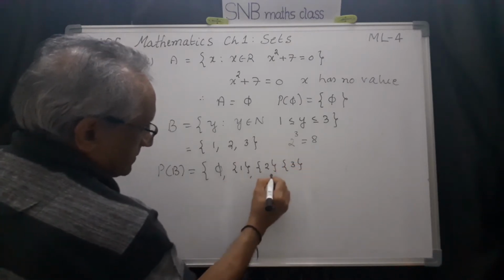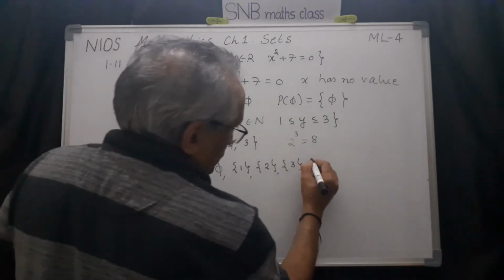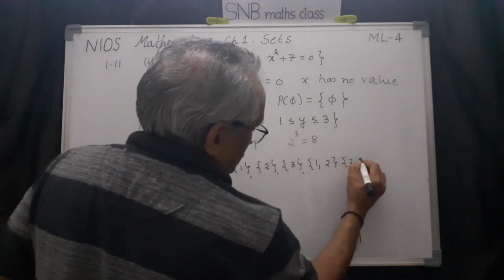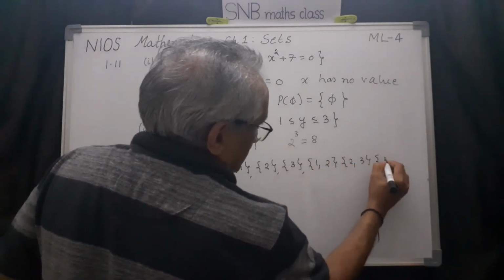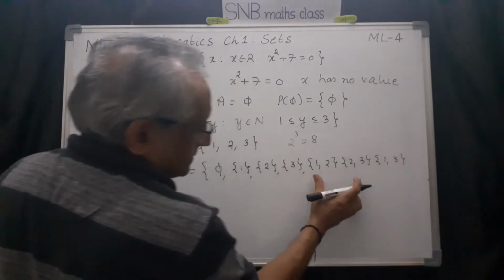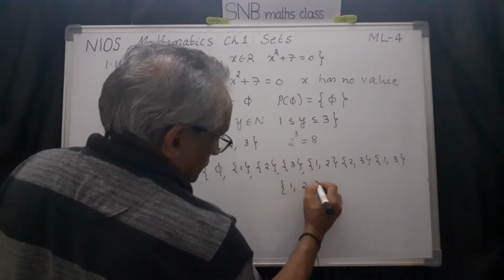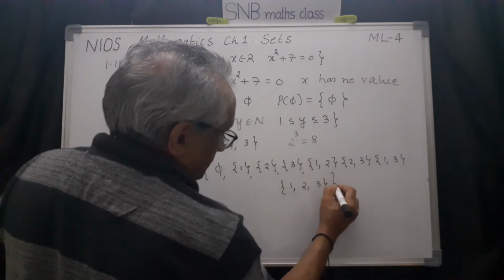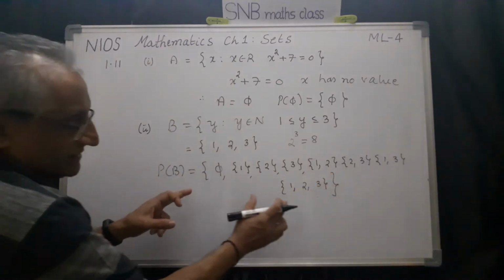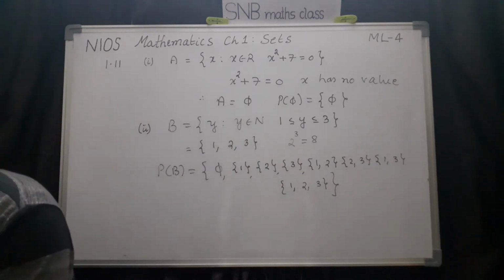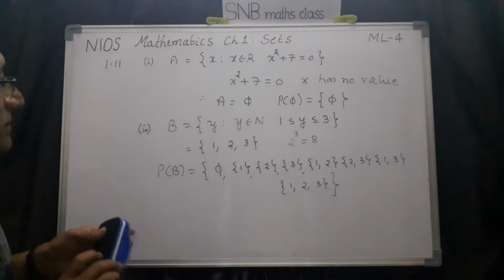So these are the singleton sets. Then 2 elements, that is 1, 2, then 2, 3, then 1, 3. These are the sets containing 2 elements. And the last one is the set itself, 1, 2, 3. So this is the power set. Power set means you have to write it as a set. So this is power set of B. So the second part of the 1.11.